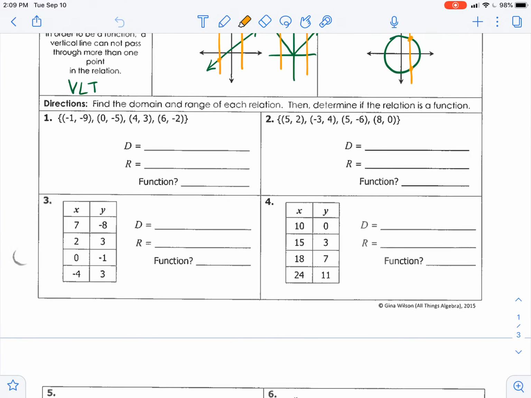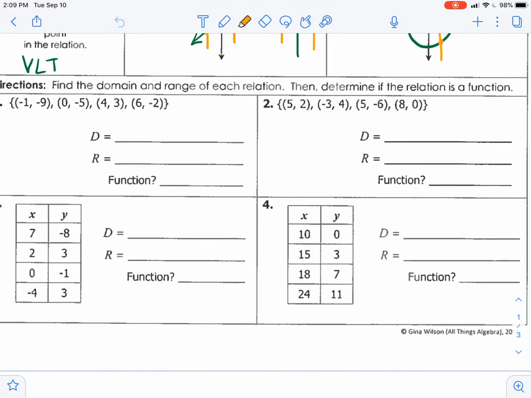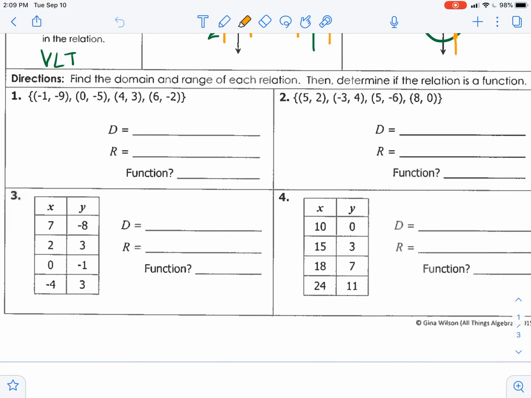Okay, so here is a list of points. And what we're going to do is state the domain and range and then determine if it's a function. So again, remember what I told you earlier. Your domain is your x values. Okay? Your range is your y values. And so if you remember your point is an xy point, that's going to make it pretty easy.